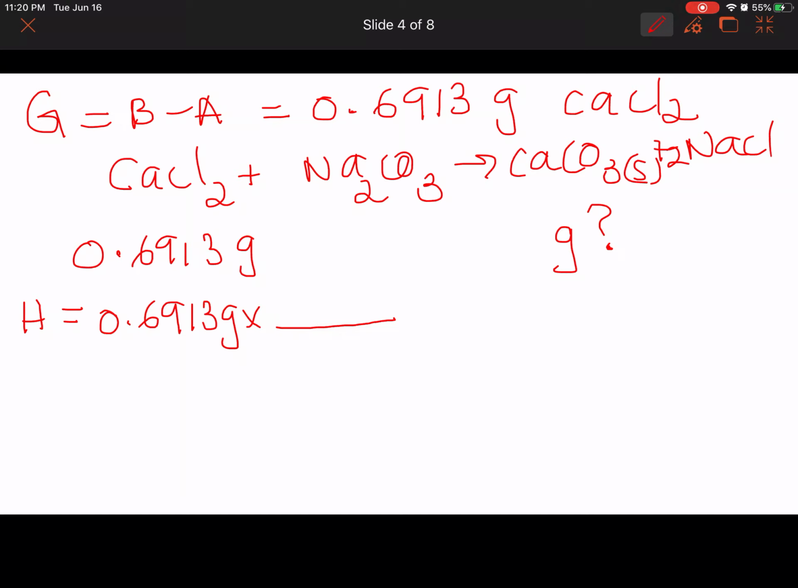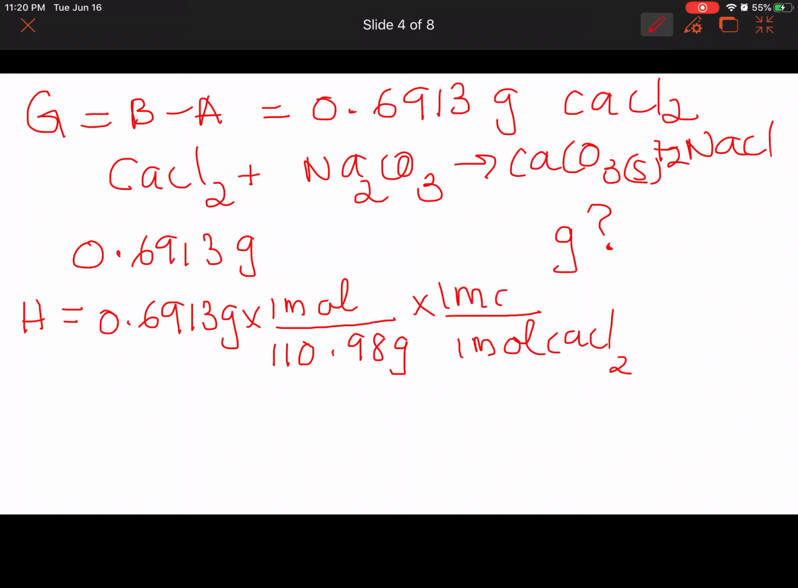If you have grams, you have to convert to moles, right? So moles are going to be here. 1 mole calcium chloride is the molar mass of calcium chloride, which is again 110.98 grams. And then you're going to use the molar ratio. What's the molar ratio between calcium chloride and calcium carbonate? That would be 1 mole of calcium chloride gives you 1 mole of calcium carbonate, right? So 1 mole calcium chloride gives you 1 mole calcium carbonate.